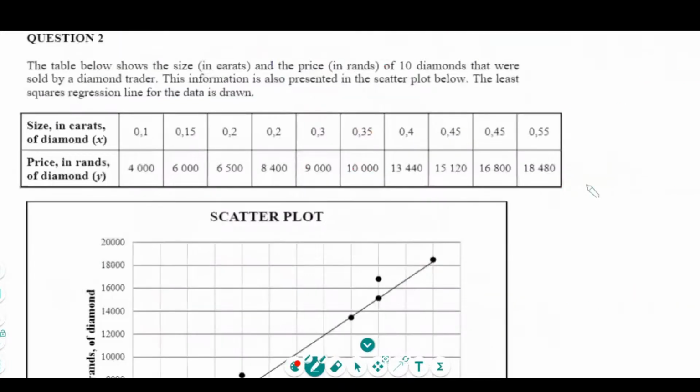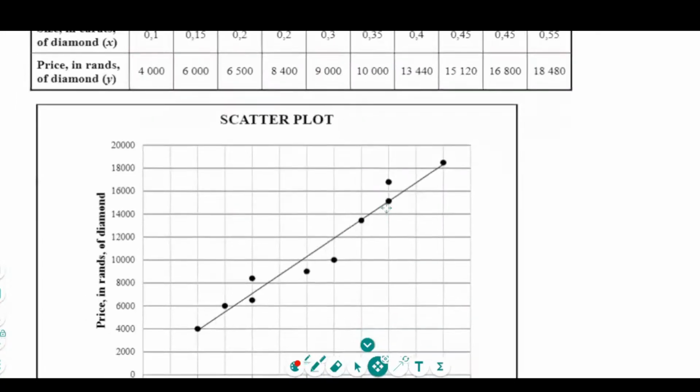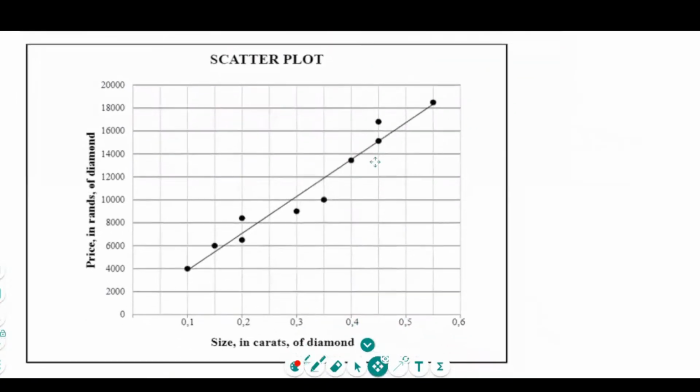Okay, we move on. Question number 2. They are telling us that the table below shows the size in carats and then the price in rands of 10 diamonds that were sold by a diamond trader. And then this information is also presented in a scatter plot below. The least square regression line for each data is being drawn for us. Okay, let's just maneuver around and see how the graph looks. So that's the scatter plot.